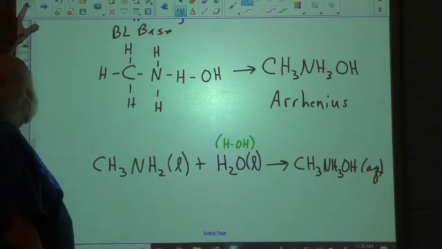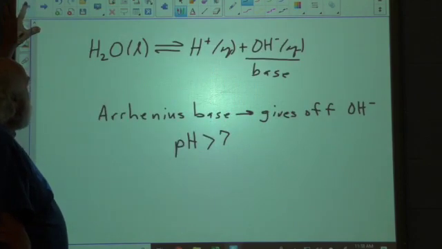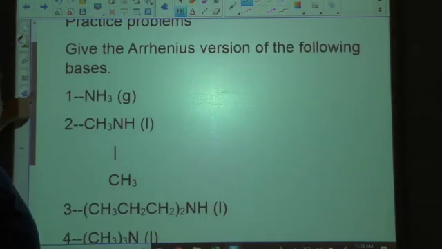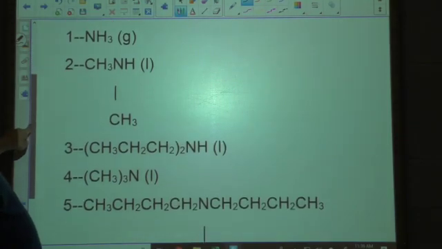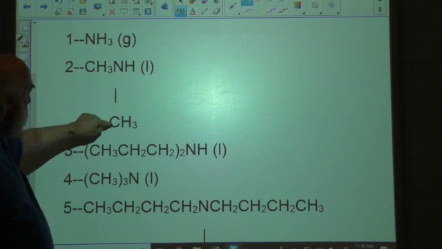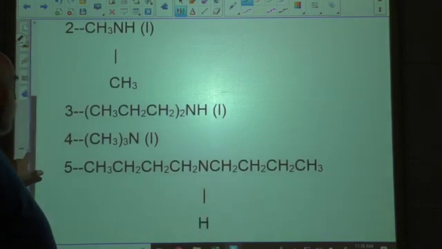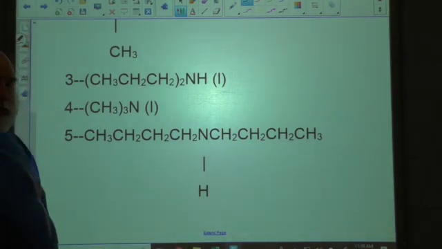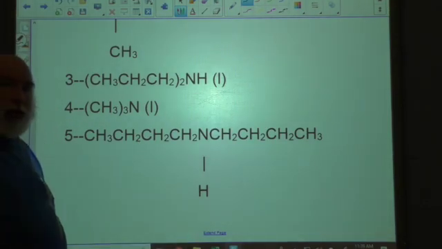Practice problems. Right here, we've got these compounds. Now, this is a single bond between the nitrogen and the carbon here, and this is a single bond between the nitrogen and the hydrogen here. So, have fun.